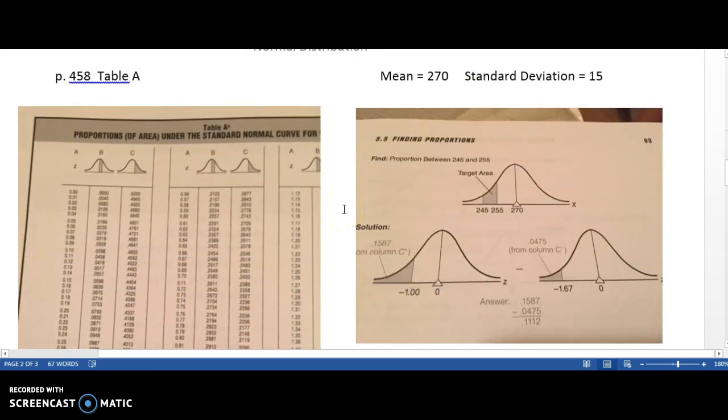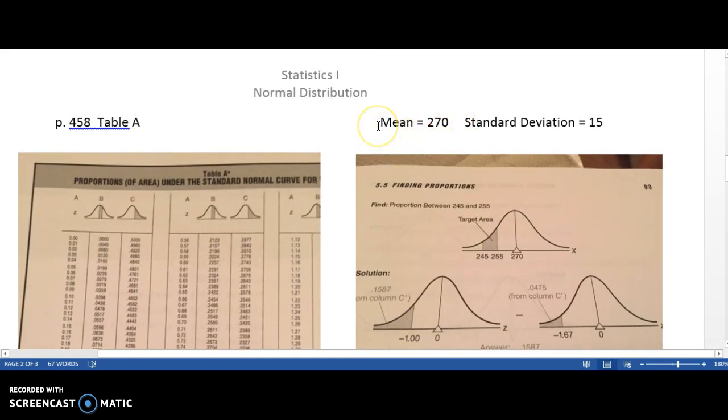Our textbook walks you through how to find what is called a Z-score. A Z-score is simply how many standard deviations a specific point is away from the mean. So for example, if I have a set of data that has a mean of 270 and a standard deviation of 15, and I have a score of 270 myself, I'm exactly 0 standard deviations away from the mean. I am right at the mean, so my Z-score will be 0. If I have a score of 285, which is 15 points above the mean, I am exactly 1 standard deviation above the mean, so my Z-score would be 1.